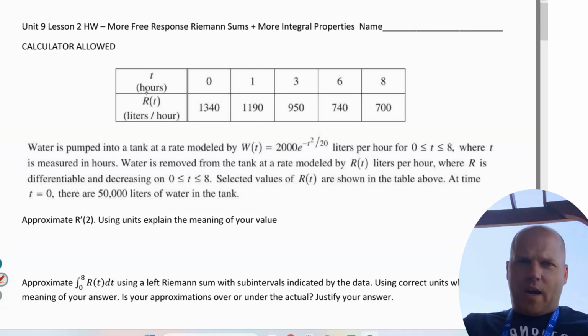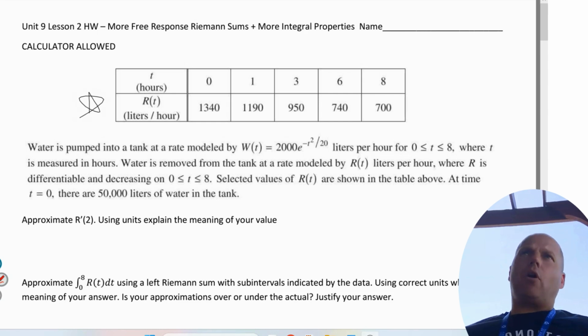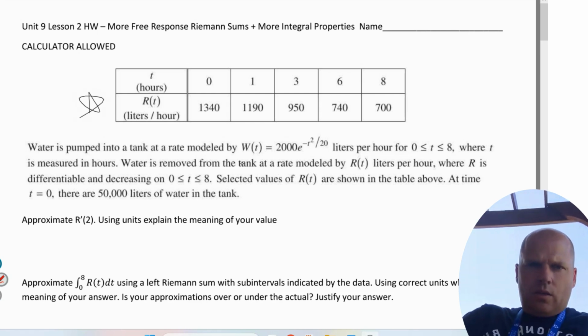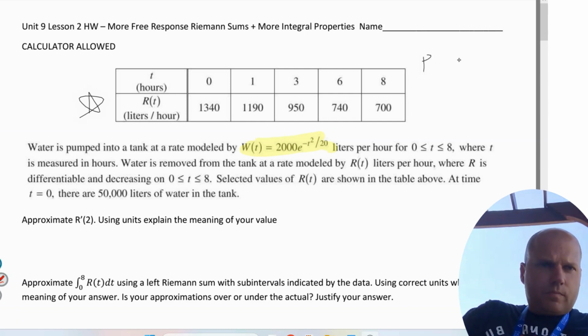Let's do a rate in, rate out problem, but we got a table of information, which makes things a little bit harder to calculate compared to when we just had our calculator. Make sure we understand what's going on. We have a rate in, W in liters per hour. That is a derivative, so it's W prime.